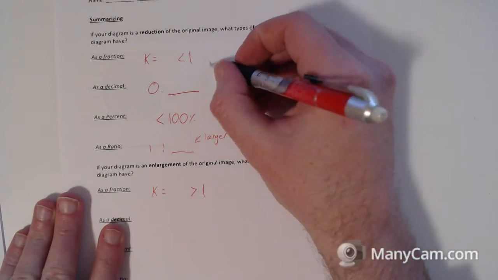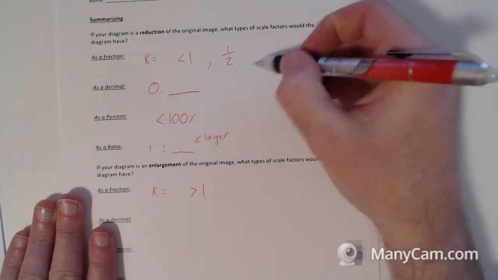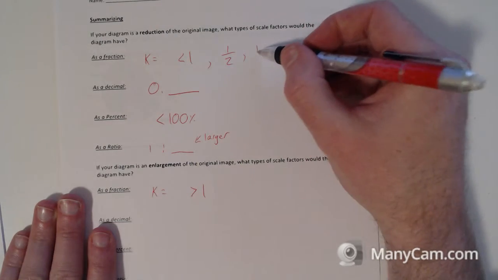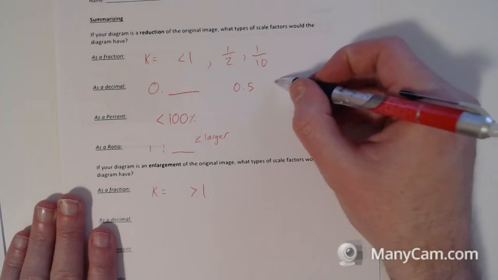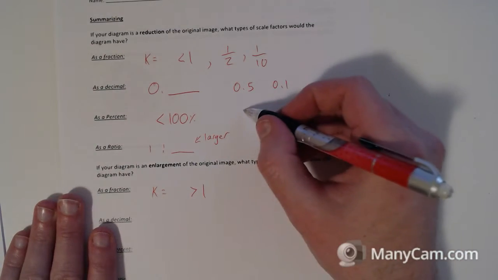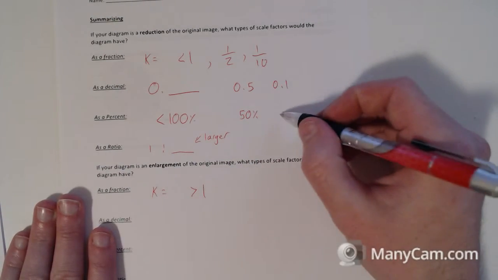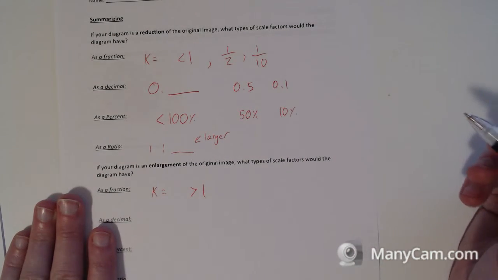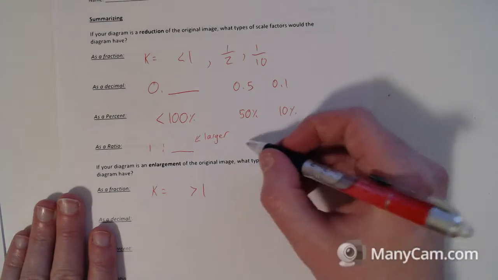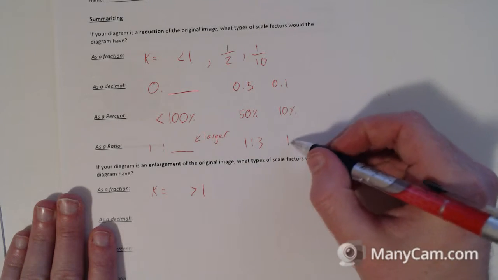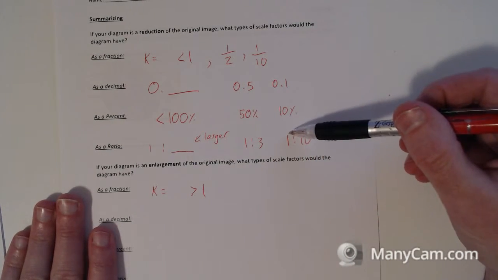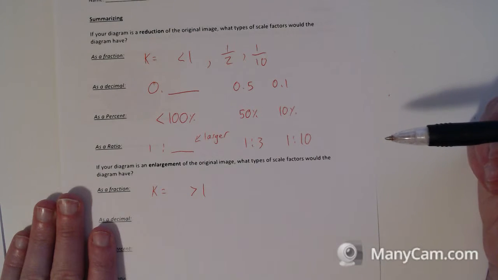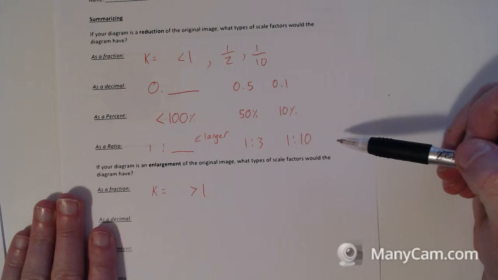We could give examples. I probably should have given examples. So in this one, it could have been like a half, or it could have been like a tenth the size. It could be 0.5, it could be 0.1, it could be 50%, it could be 10%, any of those kinds of numbers. And it could be like 1 to 3 or 1 to 10. Any of those things would say that the scale diagram is much smaller. And all these we would call our k-value.